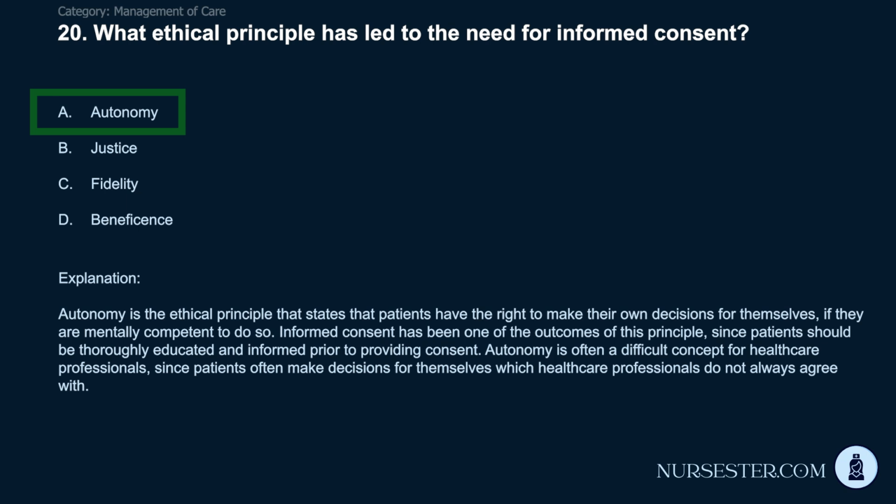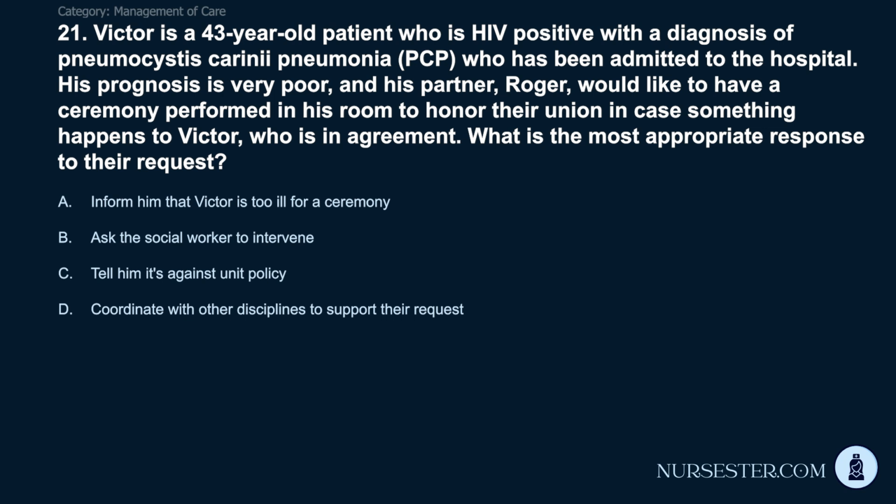Autonomy is often a difficult concept for healthcare professionals, since patients often make decisions for themselves which healthcare professionals do not always agree with. 21. Victor is a 43-year-old patient who is HIV positive with a diagnosis of pneumocystis carinii pneumonia, PCP, who has been admitted to the hospital. His prognosis is very poor, and his partner, Roger, would like to have a ceremony performed in his room to honor their union in case something happens to Victor, who is in agreement. What is the most appropriate response to their request?